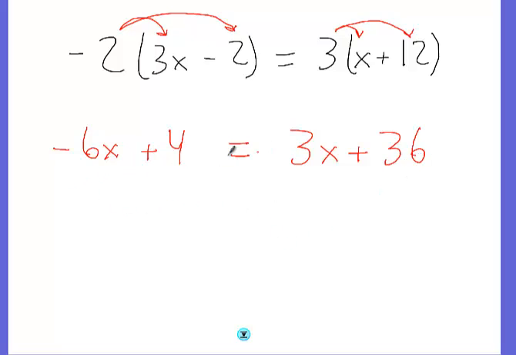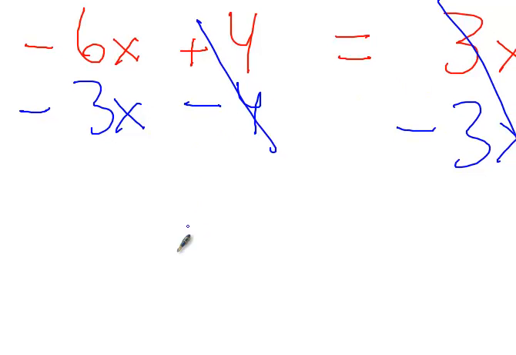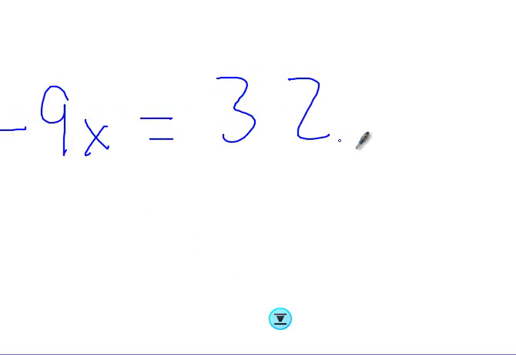All right, so now we've simplified the left side and the right side. We can't combine any like terms, so we're good. Now let's see. Negative 6x plus 4 equals 3x plus 36. What I'm going to do is get all of our x's to the left side and all the constants to the right. So in order to get this 3x to the left, we must subtract it. Minus 3x. And I want to subtract this 4 to move it to the right. So when we simplify this, we're left with negative 9x is equal to 32.